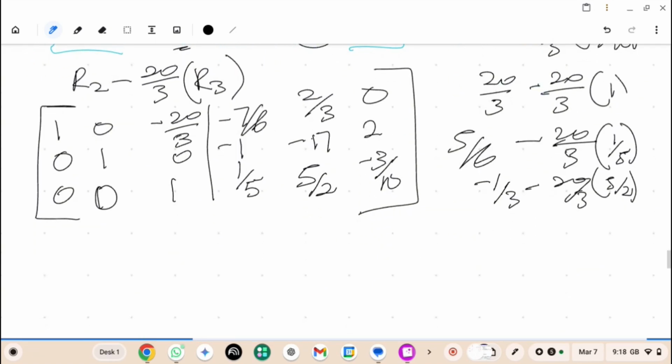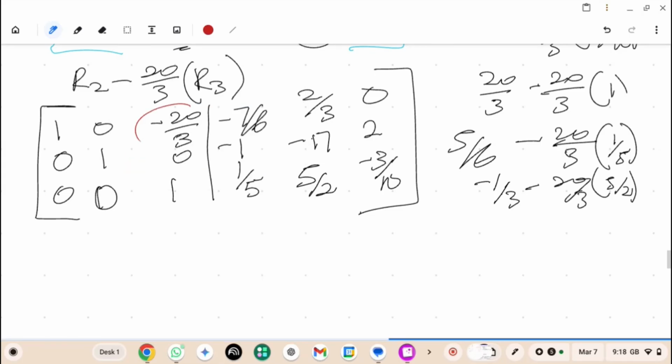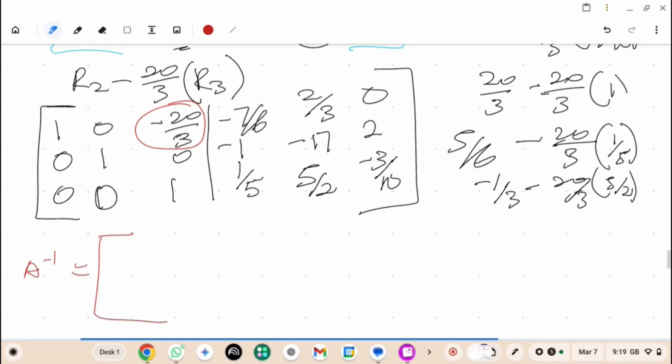Okay, so we're left with only 1 here. So I want you to do that one for me. Change this one to 0. And then, because you've changed all the elements of this one, the answer you get here will be your inverse for matrix A.